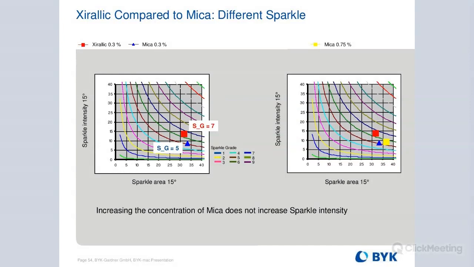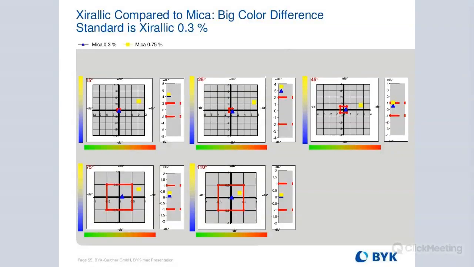And then if we put in 0.75% mica, you can see here it just changes and takes it out in sparkle area. It doesn't improve the intensity at all. And then if I look at the color measurement, as I add that much more mica, it really takes me off and changes the color dramatically.